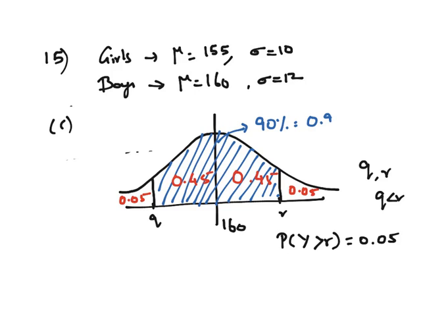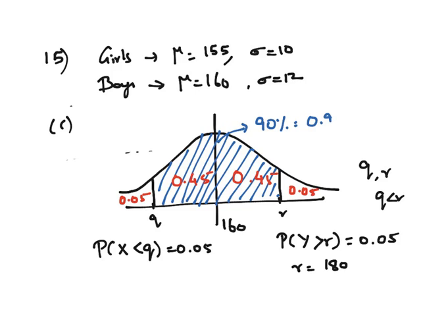Sigma is 12 now because we are finding for the boys, and mean is 160. So R is 179.7, so it is approximately 180 centimeters. Same way here I can write P of x less than Q is 0.05, isn't it?